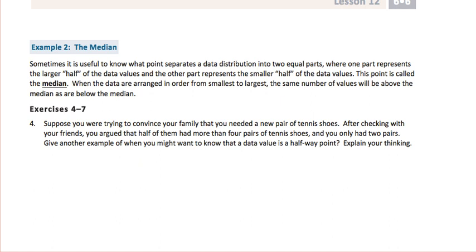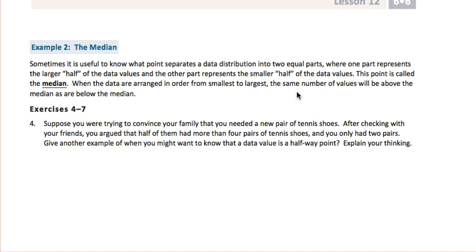Sometimes it's useful to know what point separates a data distribution into two equal parts, where one part represents the larger half of the data and the other part represents the smaller half of the data. This point is called the median. When the data are arranged in order from smallest to largest, the same number of values will be above the median as are below the median.